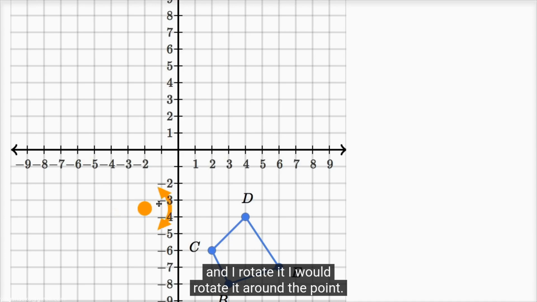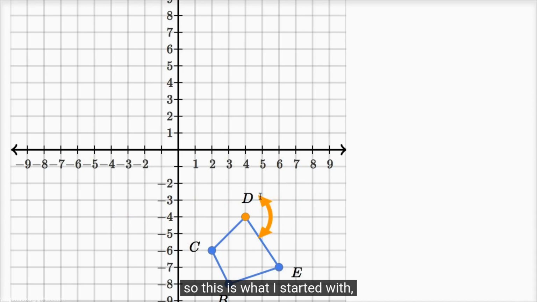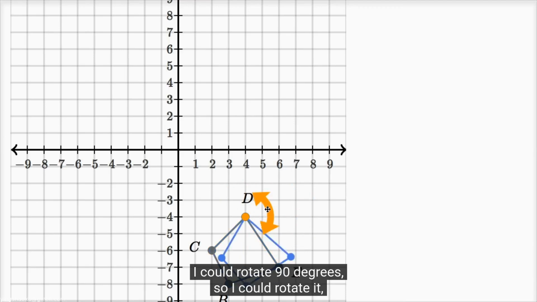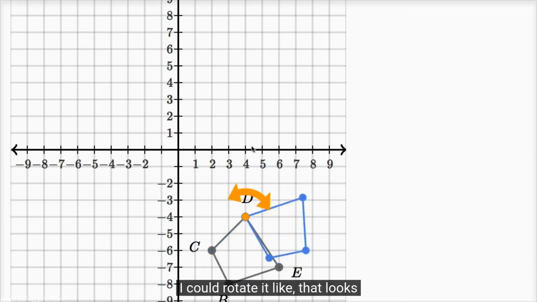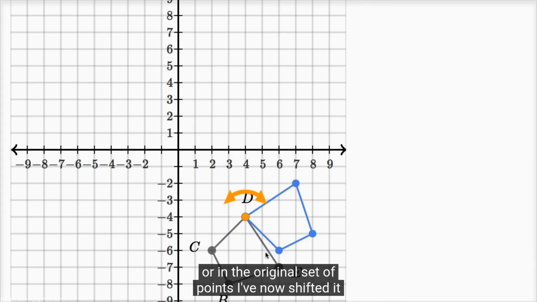I would rotate it around a point. So for example, I could rotate it around the point D. This is what I start with. So if I start like this, I could rotate it 90 degrees. Like, that looks pretty close to a 90-degree rotation. So every point that was in the original set of points, I've now shifted relative to that point that I'm rotating around. I've now rotated it 90 degrees. So this point has now mapped to this point over here.